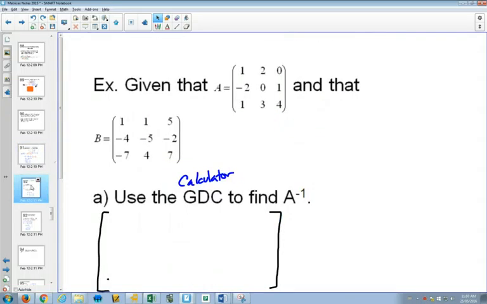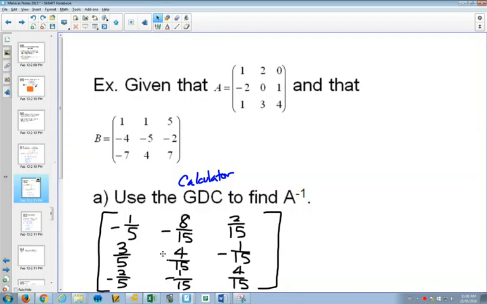So what I'll get you to do is put both A and B into your calculators. Take out your graphing calculators, put A and B both in, and then use your calculator to find A inverse. The first thing you want to find is, can you get those fractions to show up on your calculator?